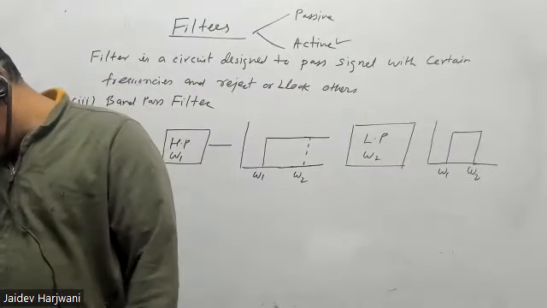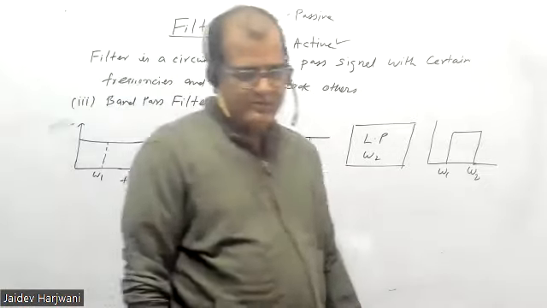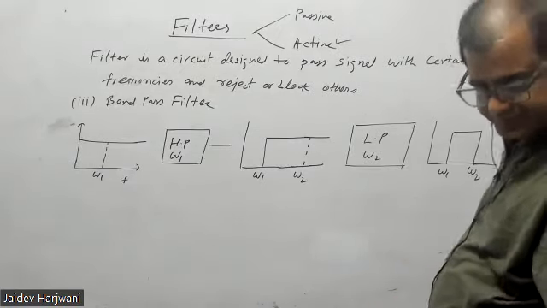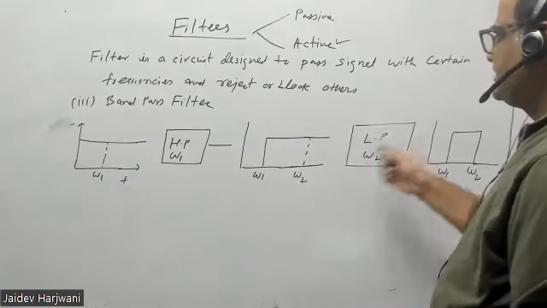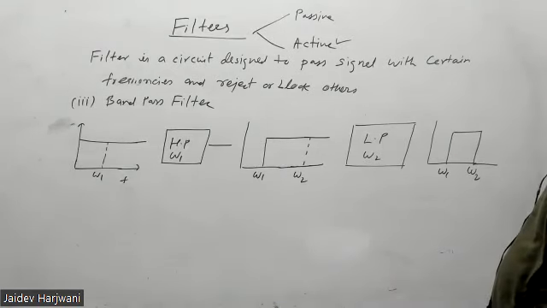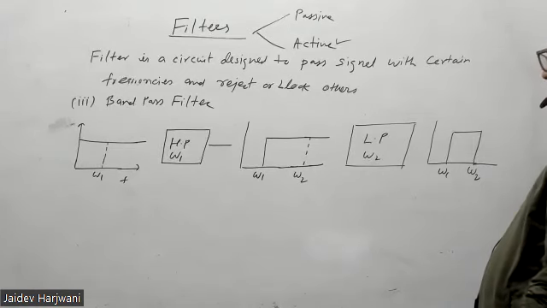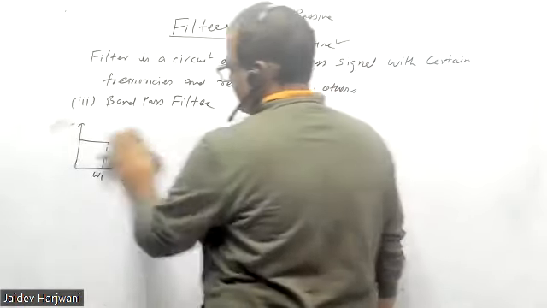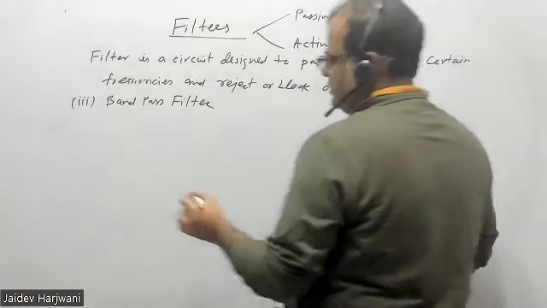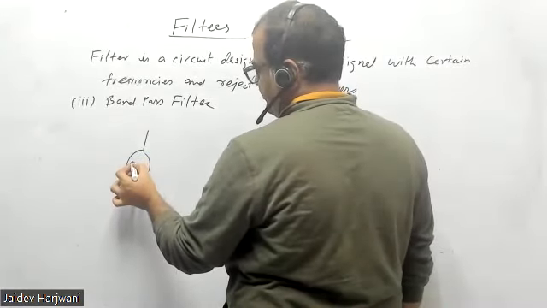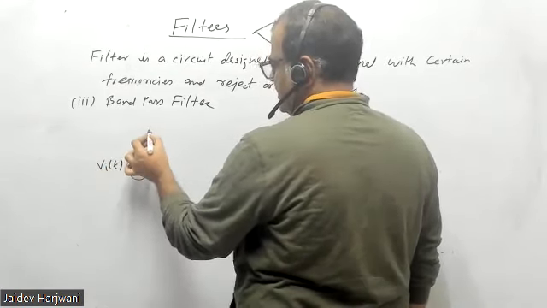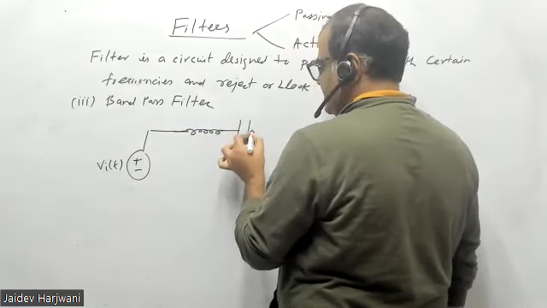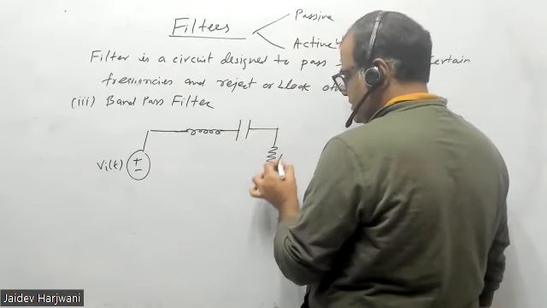Okay. The other way, you can use an LCR circuit to make a filter. So let us now make it using an LCR circuit. I'm erasing this one. Now let's make it using an LCR circuit. So if you have this plus minus input, I can use an inductor here, I can use a capacitor here, and I use a resistance here.